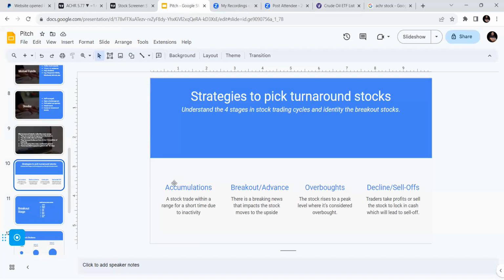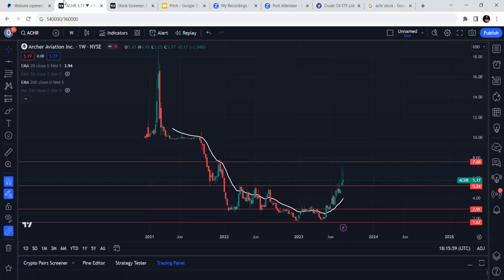Now, there are 4 stages, and I'm going to pick each of the 4 stages on this particular chart. The first one is what we call the accumulation stage. What's the accumulation stage? This is where a stock is trading within a range for a short time. In this period, there is no activity. In short, we say the stock is dead at that point. A lot of Nigerian stocks are trading at the bottom of the market. Nothing is happening. So I'm looking for stocks that have been down. The stock is down. It's not going up, it's not coming down. It's trading within a tight range.